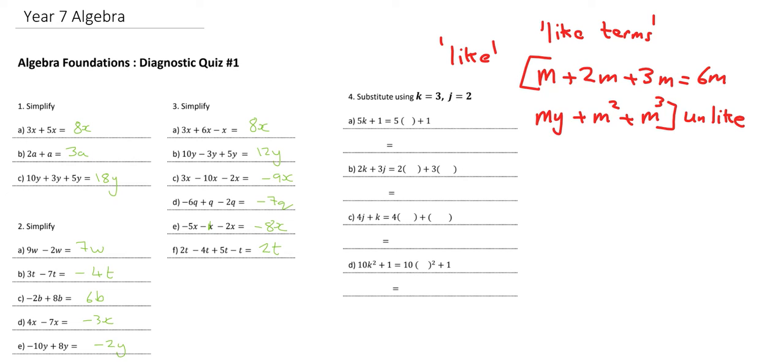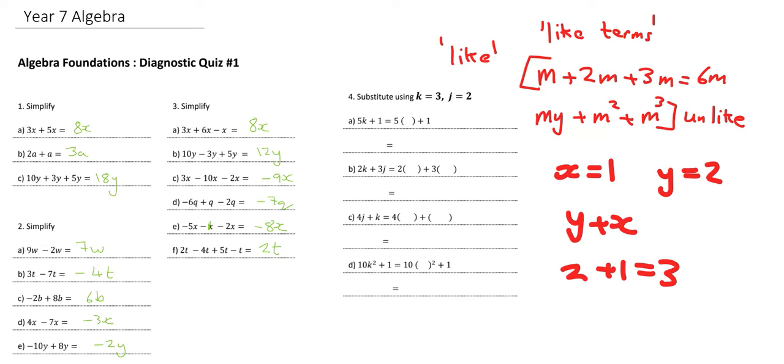So question 4 is substitution. Let's just do a quick example. If we've got x is equal to 1 and y is equal to 2, then the expression y plus x is equal to 2 plus 1 is equal to 3. 2y then is 2 multiplied by 2, which is 4. So let's have a go at substituting values in here.